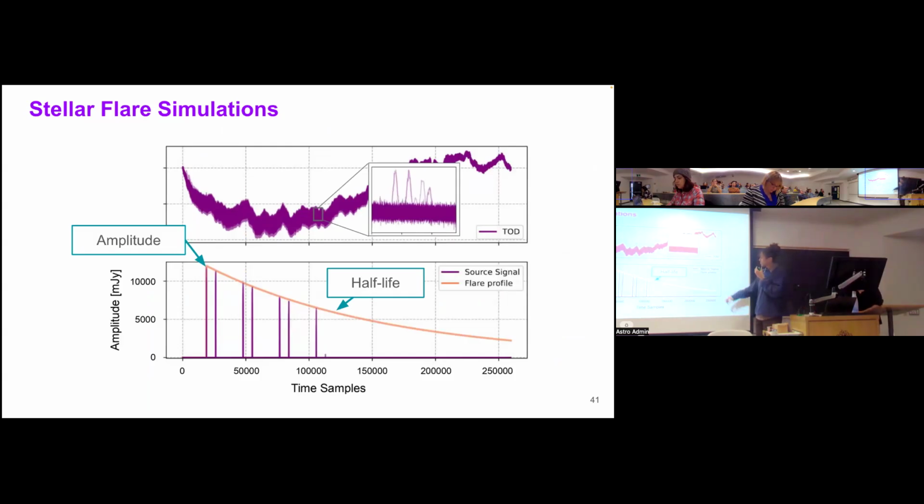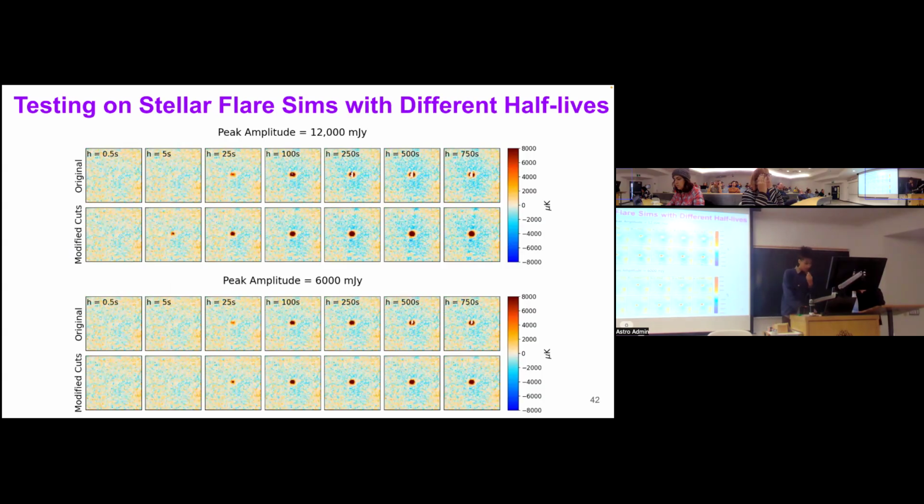And those point sources, those flares, were given a flare profile where basically you get a continuous flare the first time the telescope sees the source, at a certain amplitude, and then that flare profile decays with a certain half-life. Down here, each peak is essentially the telescope seeing the source, and you can see the source amplitude decays with that flare profile. And that is what it looks like in the maps. We made simulations for 7 different half-lives and 2 different flare amplitudes.